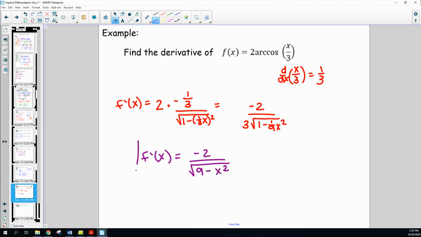So the whole point of why I would put in the 3 inside is so I don't have a fraction under the radical. Most of the time, you don't really see fractions under radicals. So in order to get rid of that fraction, you can multiply everything inside by 9, which means you're taking the 3 on the outside and bringing it in. So it's just fully simplified in this case here. Okay.